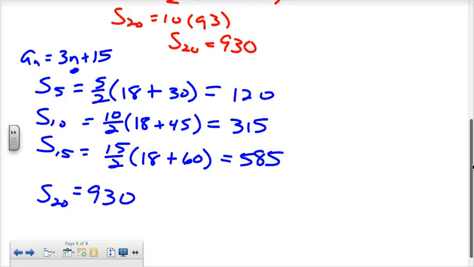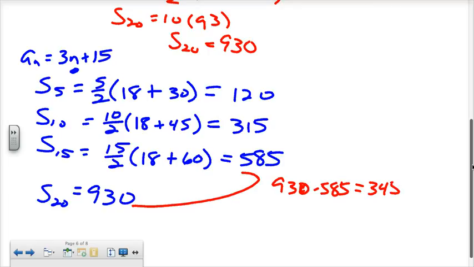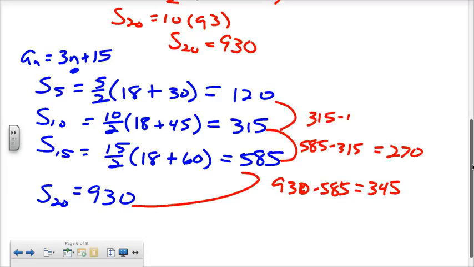So now using subtraction, I can figure out how many seats are in each piece here. So 930 in the total house, well, 930 minus 585 comes out to 345. Then, subtracting here, 585 minus 315 is 270. 315 minus 120 is 195 seats.